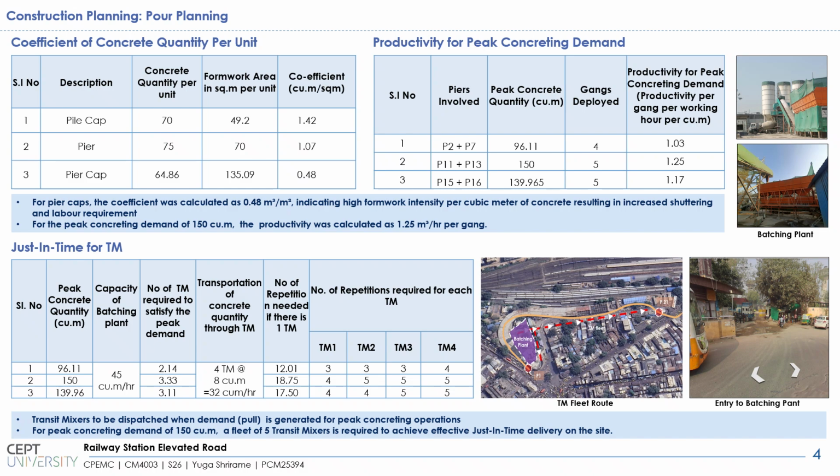Whenever there is a demand or pull generated from the system for peak concreting operations, the table shows the number of repetitions which would be needed if there is only one TM. For the just-in-time calculations, the number of TMs required will be 4, and each such TM has to do at the max 5 repetitions of the fleets. So the conclusion is that for a peak concreting demand of 150 cubic meters, a fleet of 5 transit mixers is required to achieve effective just-in-time delivery.